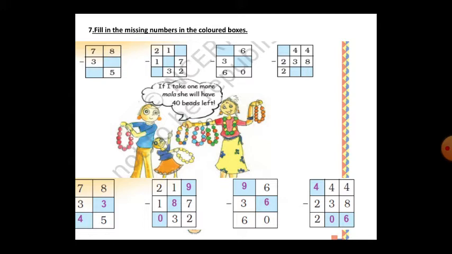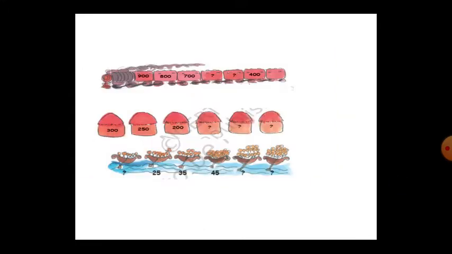And see, 4 minus 8 is not possible, you have to take a borrow. So 14 minus 8 is 6. If you take 1 from the 4, 3 is remaining. 3 minus 3 is 0. Then 2 plus 2 is 4. So like that you have to find.